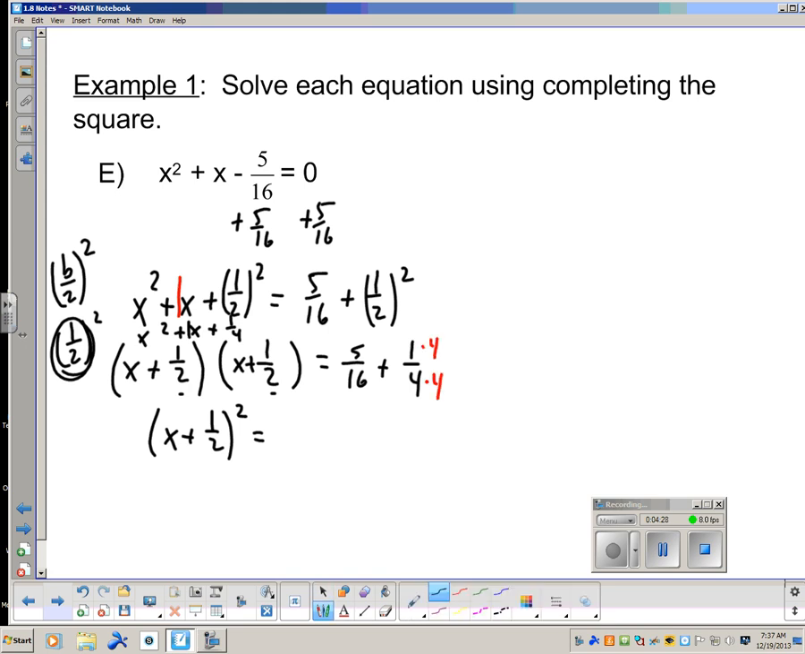Or again, you can put in your calculator 5 sixteenths plus 1/4. You can go 5 divided by 16 plus 1 divided by 4 equals, hit the math frac. It will tell you what the fraction is. So over here, if I get the common denominator, 5 sixteenths plus 4 sixteenths, and I get 9 sixteenths.